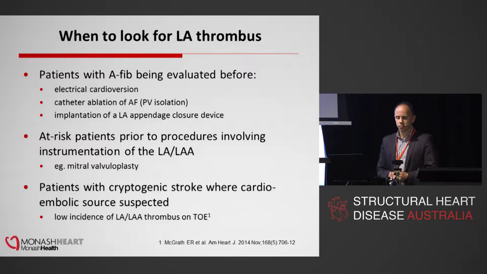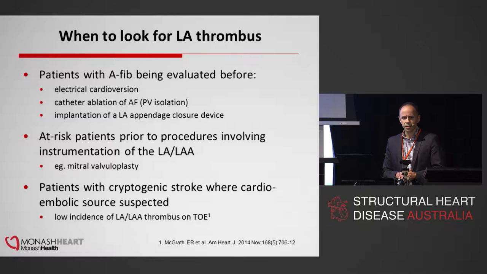So when to look for left atrial thrombus, there are three main groups of patients. Patients with atrial fibrillation planned for procedures such as electrical cardioversion, ablation of atrial fibrillation with PVI, or left atrial appendage occlusion procedures. Flowing on from that is any time you're instrumenting the left atrium in patients that are at risk, such as mitral valve disease interventions. And the large group of patients with cryptogenic stroke where a cardiac cause of embolus is suspected. Of note there, in patients in sinus rhythm, the pickup rate is actually fairly low.